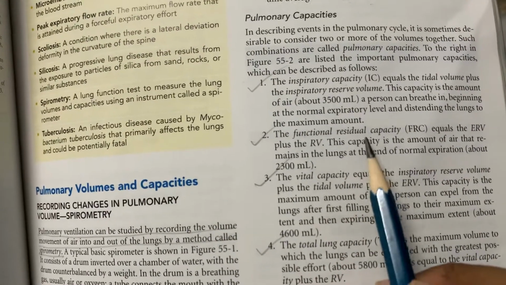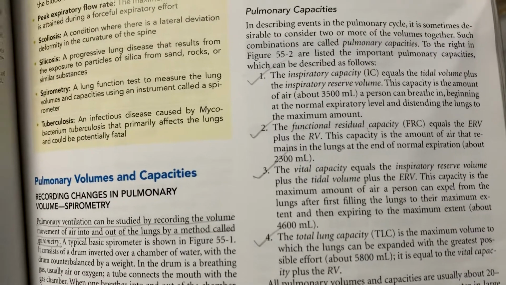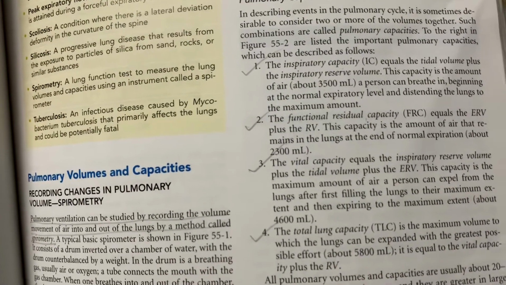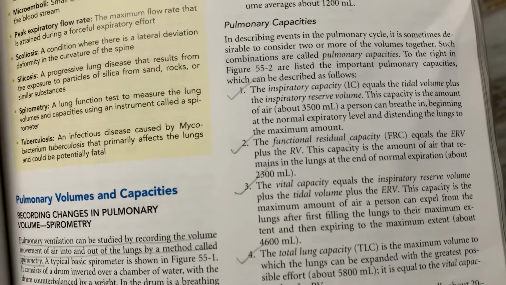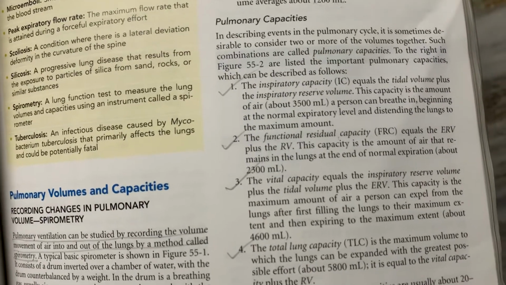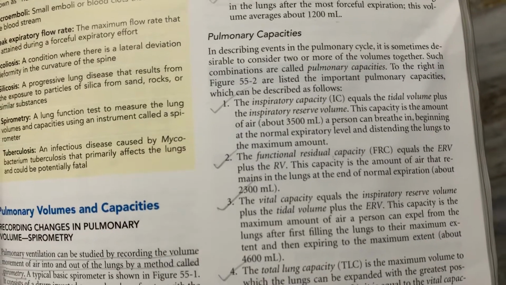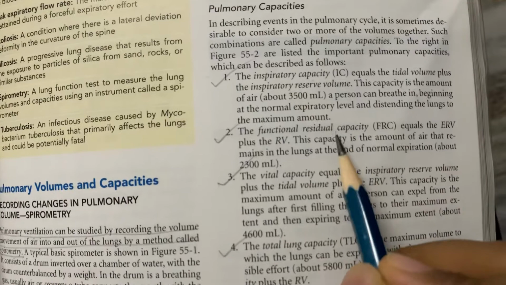And then the functional residual capacity equals the ERV plus the RV. That means at the end of a normal expiration, how much air is remaining in your lungs. At normal expiration, your TV is gone, residual volume is always there in the lungs, and as it is normal, your expiratory reserve volume is still there in the lungs. So ERV plus RV is the FRC.